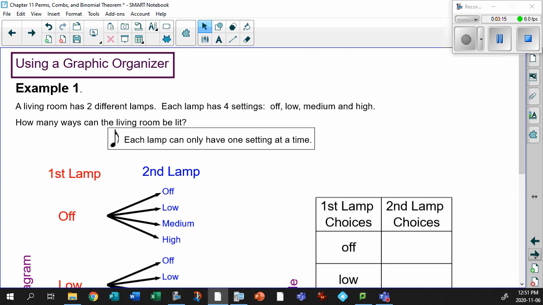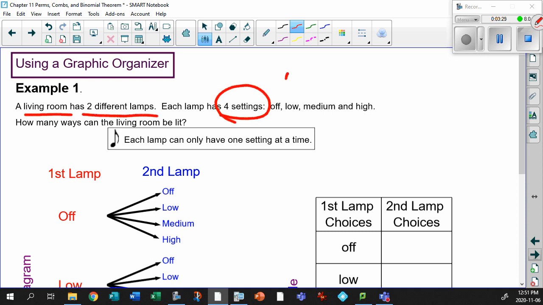Okay, so with that in mind, a lot of FCP can be done using a graphic organizer. The way I do things is look at this flow chart. This is really cool. Here's a wonderful example for you. It says a living room has two different lamps. Each lamp has four settings. Yes, off is a setting. So you've got off, low, medium, and high. So you've got lamp number one, and it has four settings. Then there's lamp two.